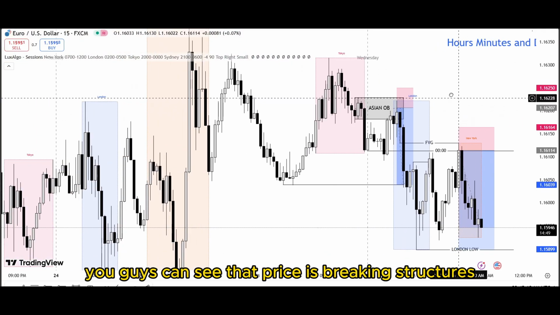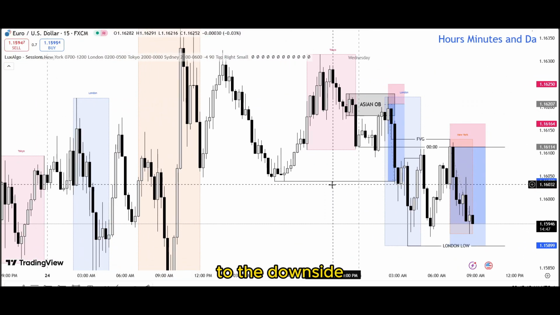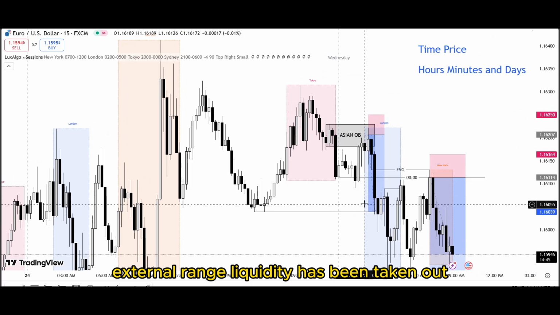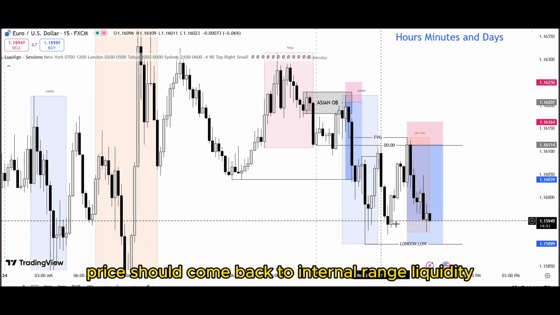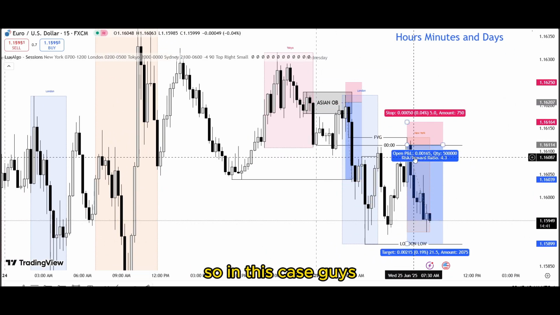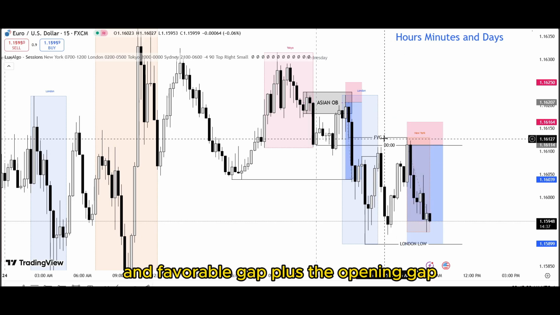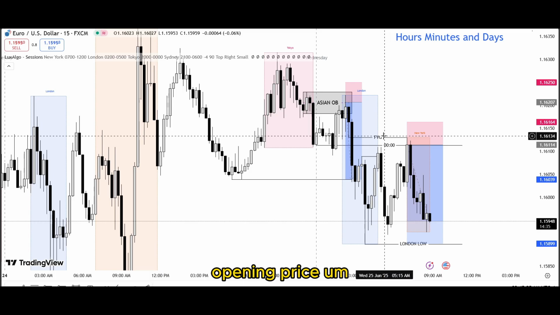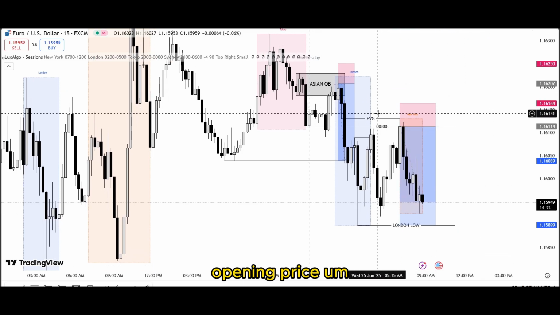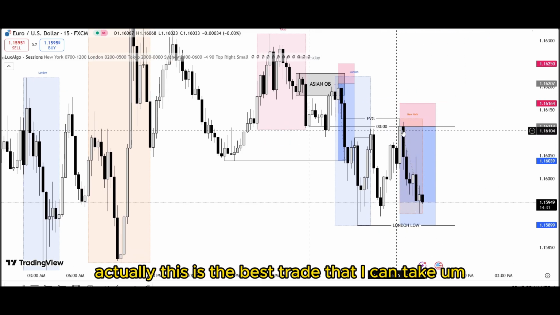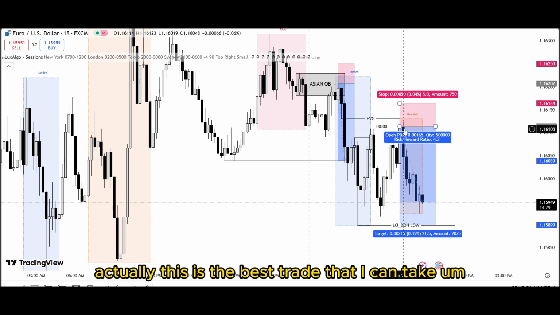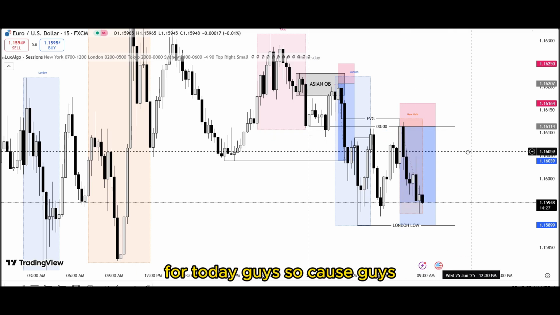And also you can see that price is breaking structures to the downside, external range liquidity has been taken out, so then price should come back to internal range liquidity. In this case guys, the internal range liquidity is this fair value gap over here, plus the opening gap, opening price. Actually this is the best trade that I can take for today guys.